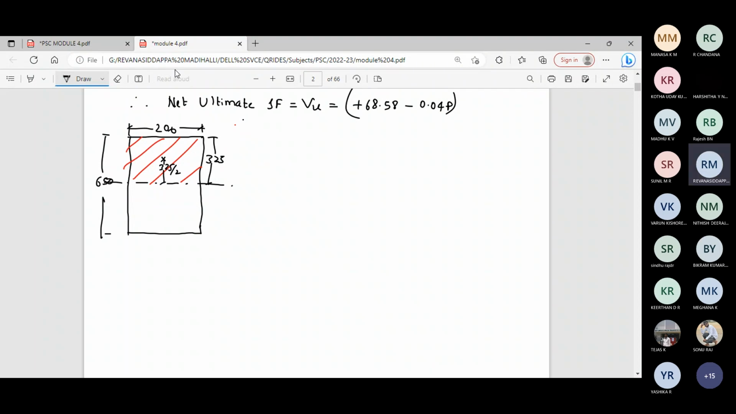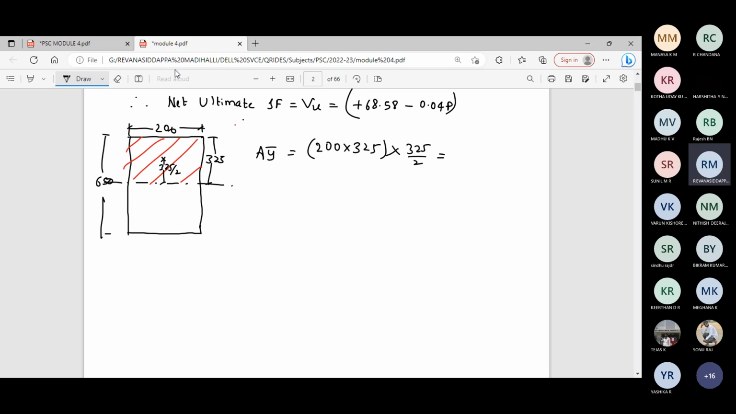Now A Y bar is equal to the area of the PSC beam above the neutral axis. What is that area? It is 200 into 325, into the distance Y bar. Y bar is the distance of the centroid of the hatched portion from the neutral axis, which is 325 divided by 2.